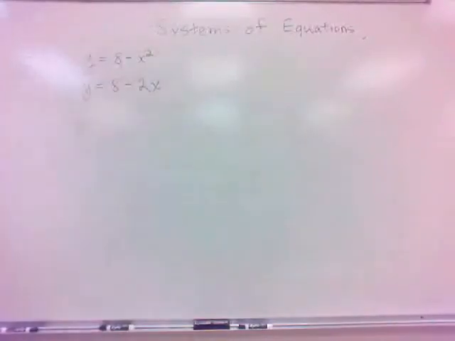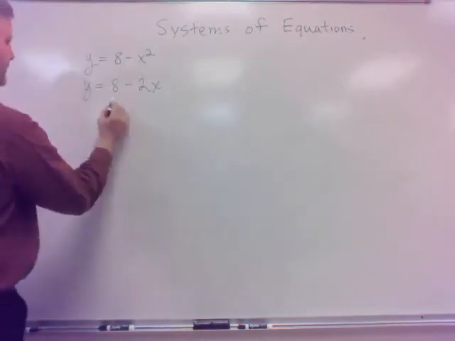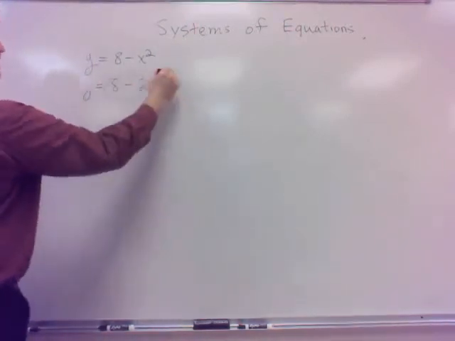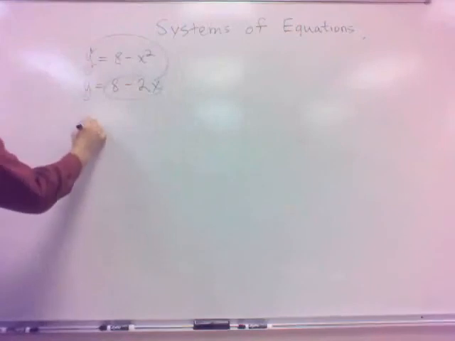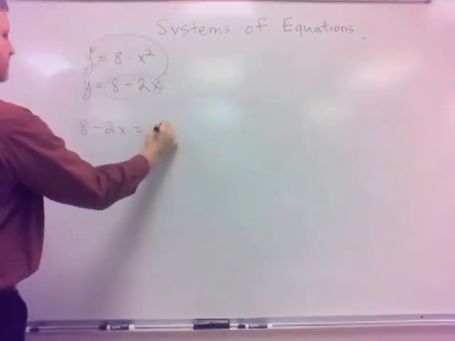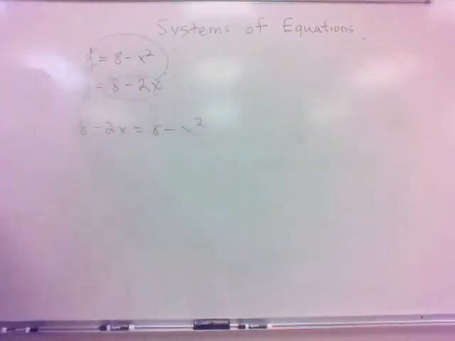Well, we've seen this type a couple of times already before, so what do you think? Solve by, what do you want to do? Substitute? I think so, yeah. Because I've got y equals here, so I can substitute it for y up here. 8 minus 2x equals 8 minus x squared.